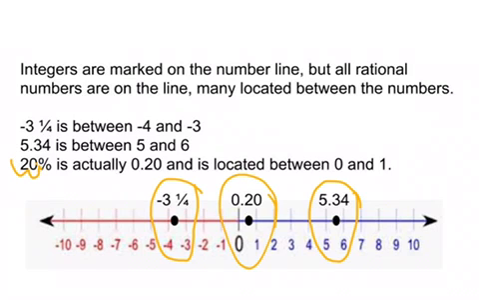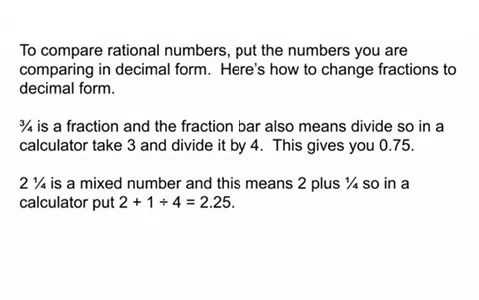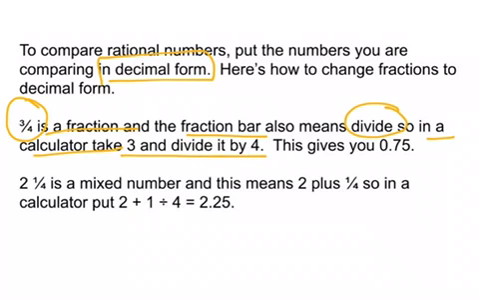between 0 and 1. To compare rational numbers, put the numbers you are comparing in decimal form. Here's how you change fractions to decimal form. 3/4 is a fraction, and the fraction bar means divide. So in a calculator, take 3 and divide it by 4. This gives you 0.75.